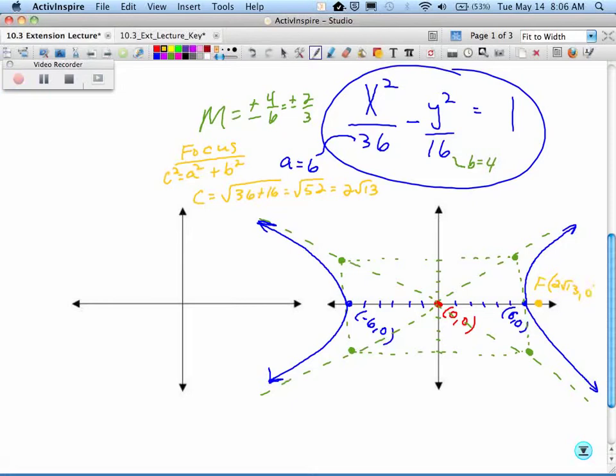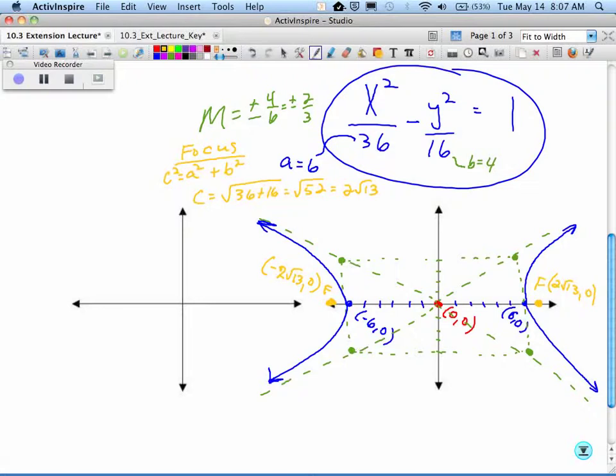And going to the left a little bit, because remember, 52 is a little bit more than 49. So 1, 2, 3, 4, 5, 6, 7 puts us right there. And that's negative 2 root 13 comma 0. And that would be your hyperbola.